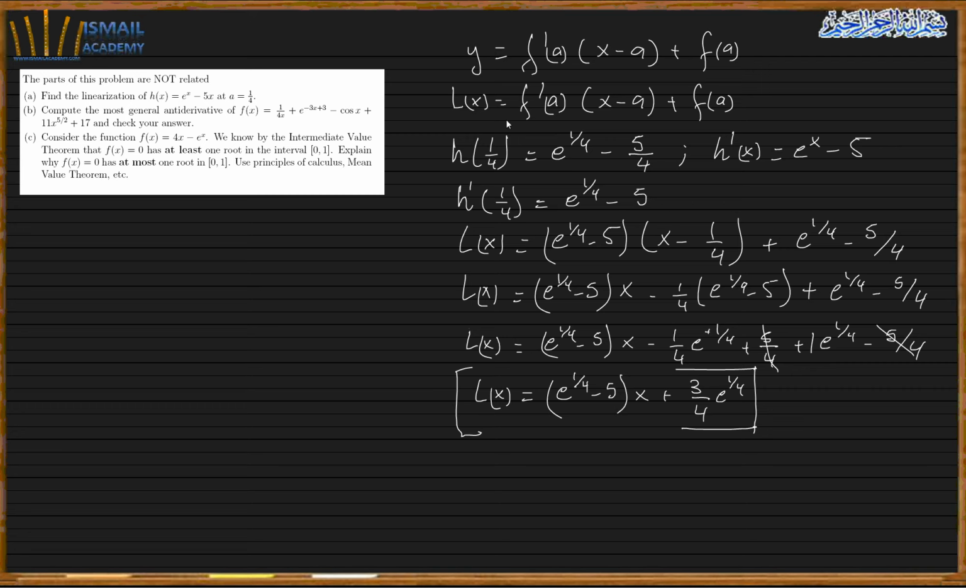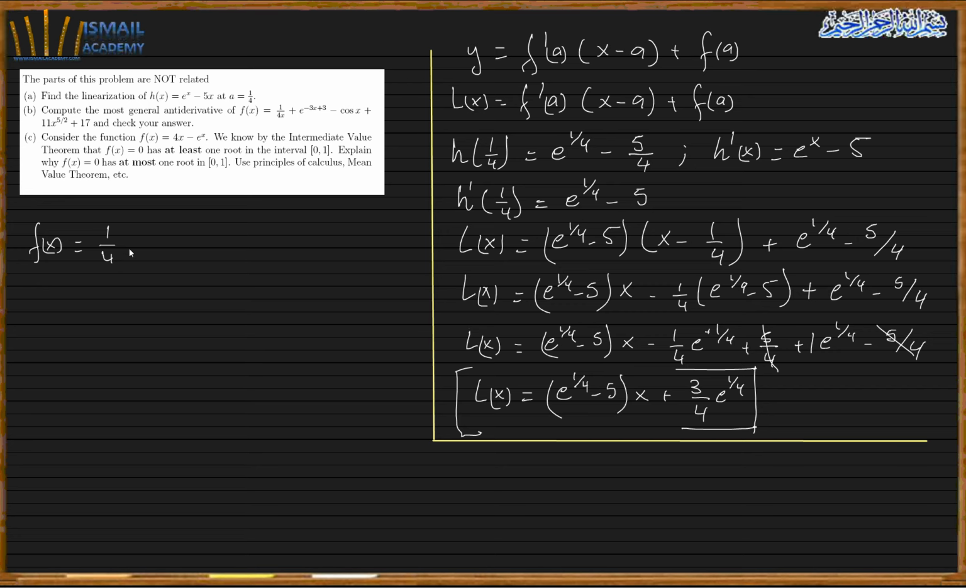So for question B, here they ask me to find the antiderivative, the general antiderivative. It's like they ask to integrate this function. So it's the same thing, the antiderivative is the integral of the function. So my function f of x is 1/4 times 1 over x plus e to the minus 3x plus 3 minus cosine of x plus 11 x to the 5/2 plus 17 plus 0.